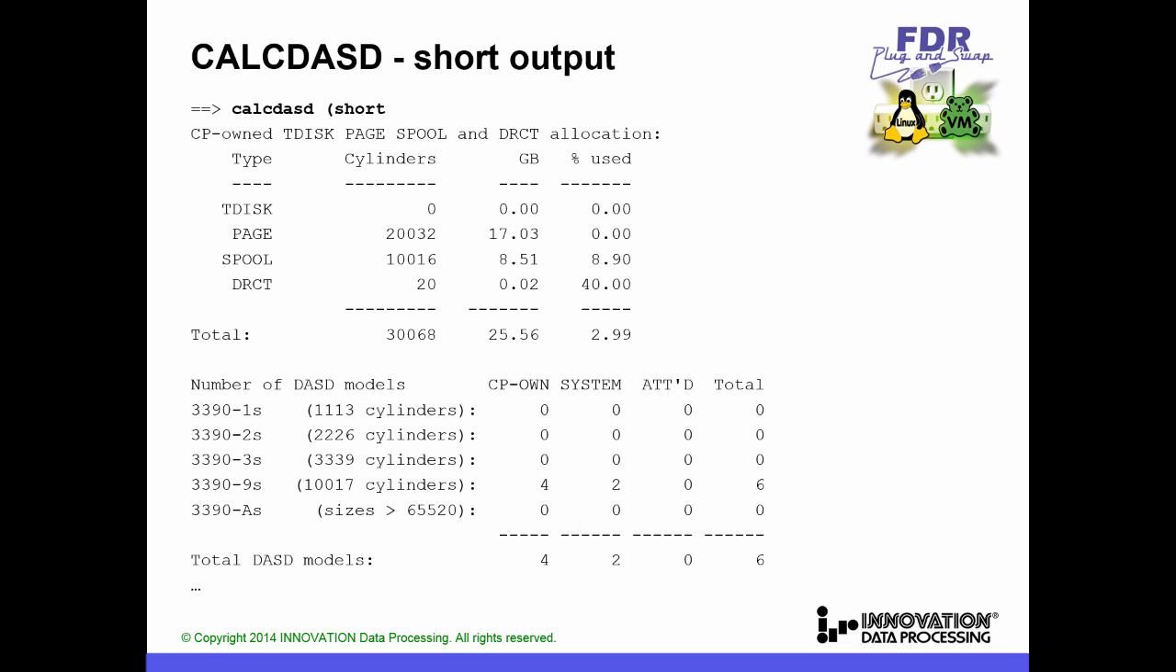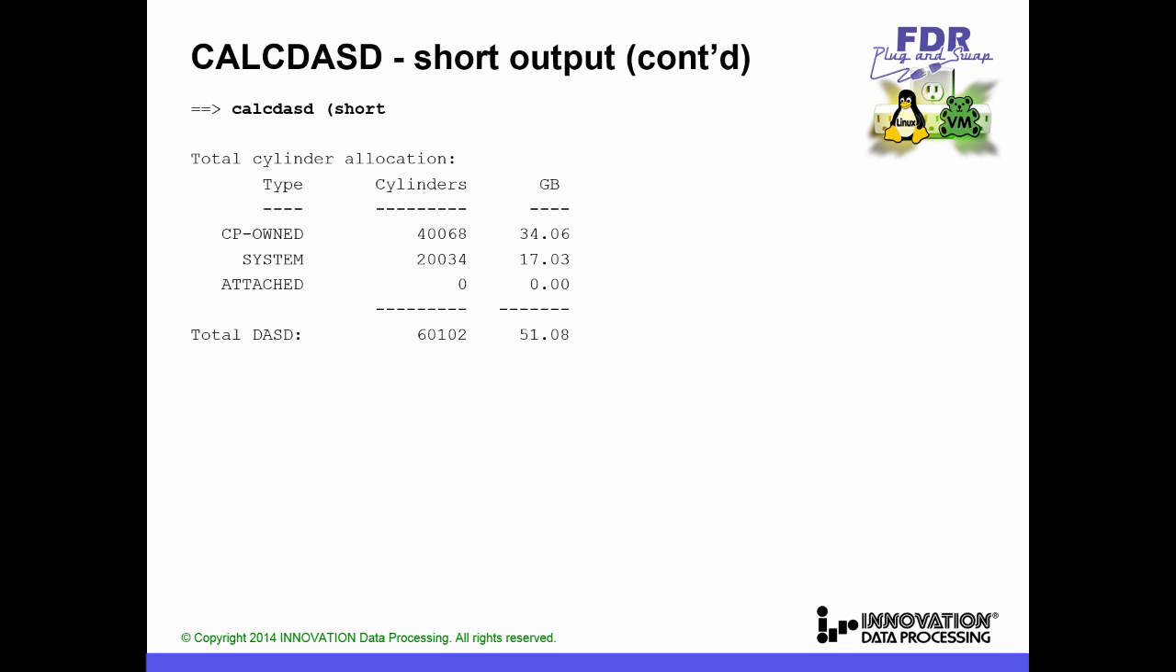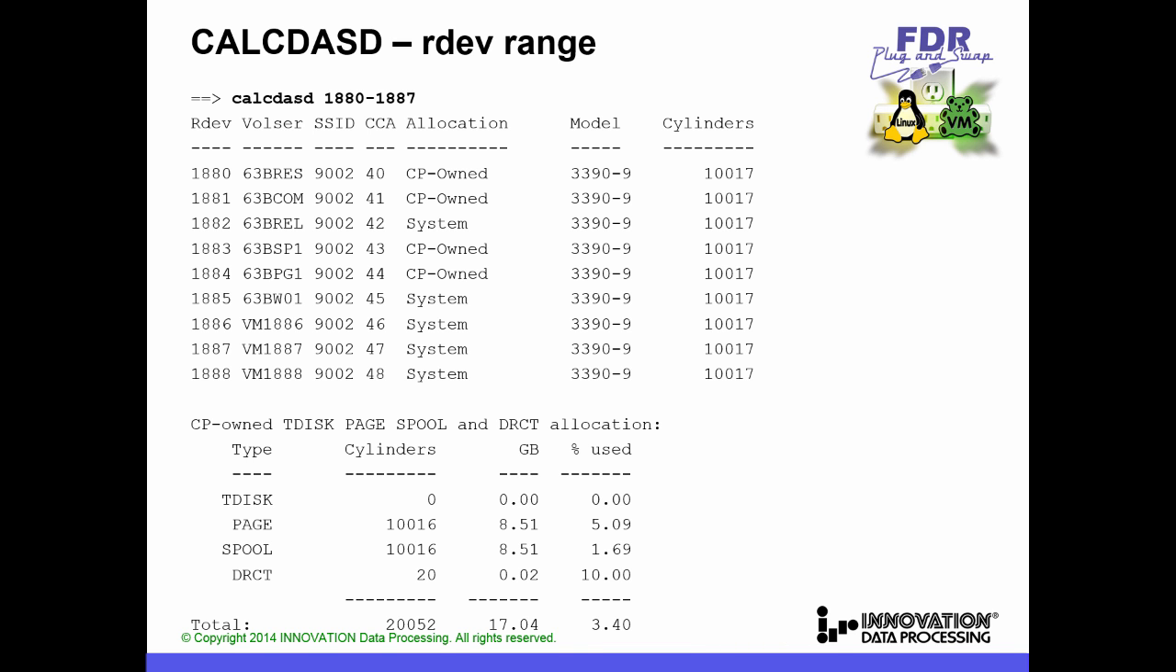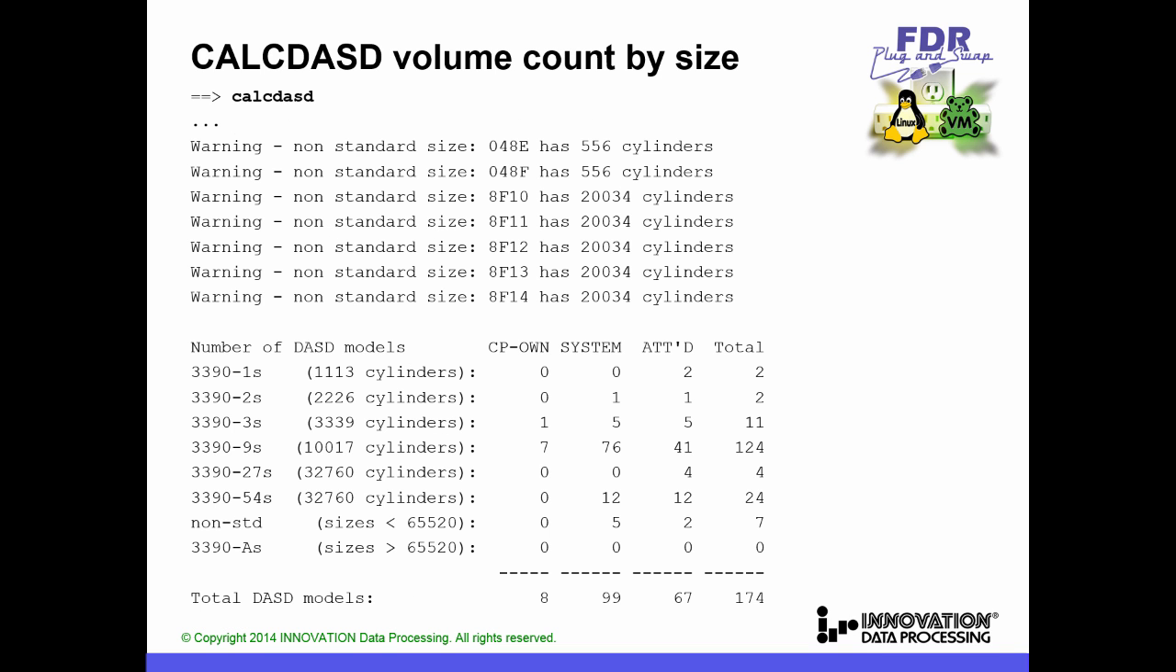I'm going to kind of blast through these. There's a short option, which says don't spit out one line of output for every DASD, just give me a summary. And then that's an RDEV range, okay? And then there's all, or count volumes by size.